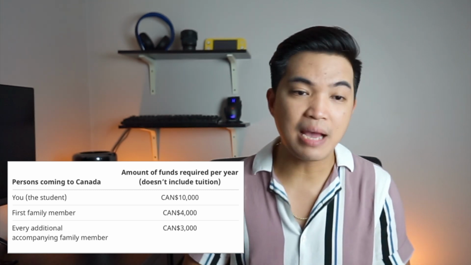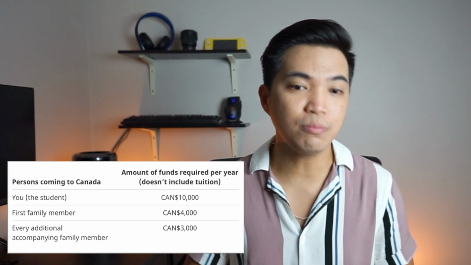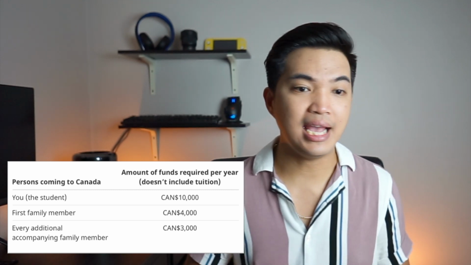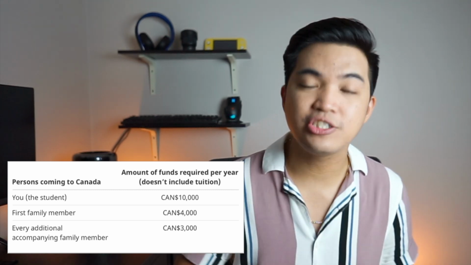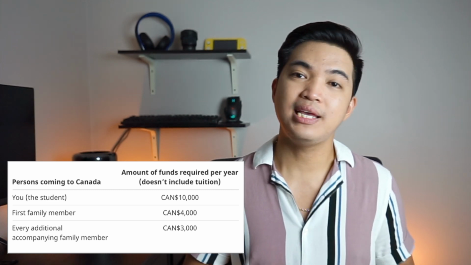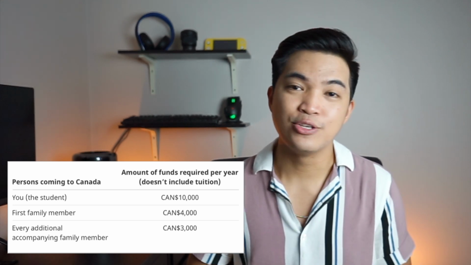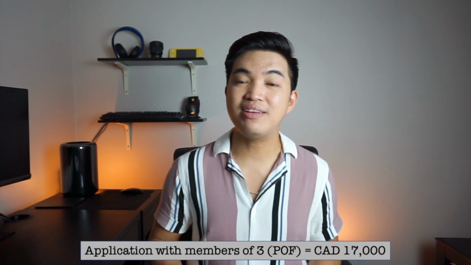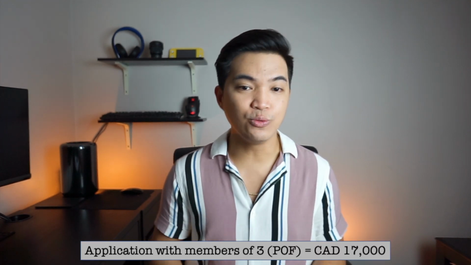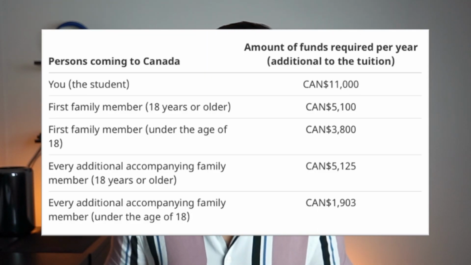And for the first family member, like the spouse or the common-law partner, you need to add 4,000 Canadian dollars. And if you have one child who will come with you to Canada, you should also add 3,000 Canadian dollars. So if, for example, there are 3 members in one family, the amount of funds required per year would be 17,000 Canadian dollars excluding the tuition fee. And here is the minimum proof of funds required in Quebec.